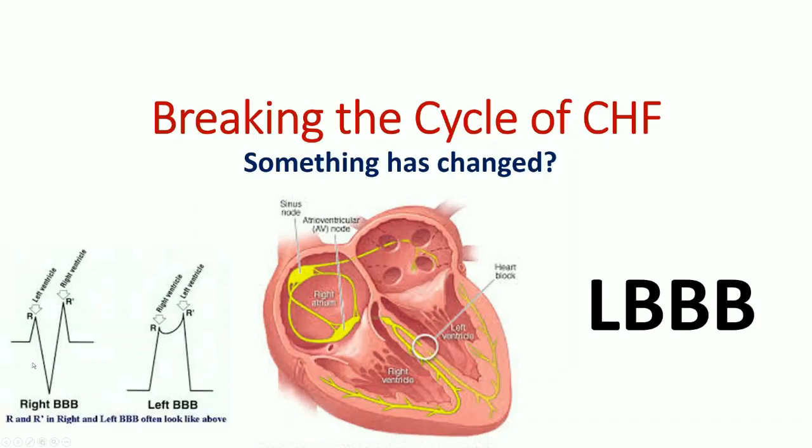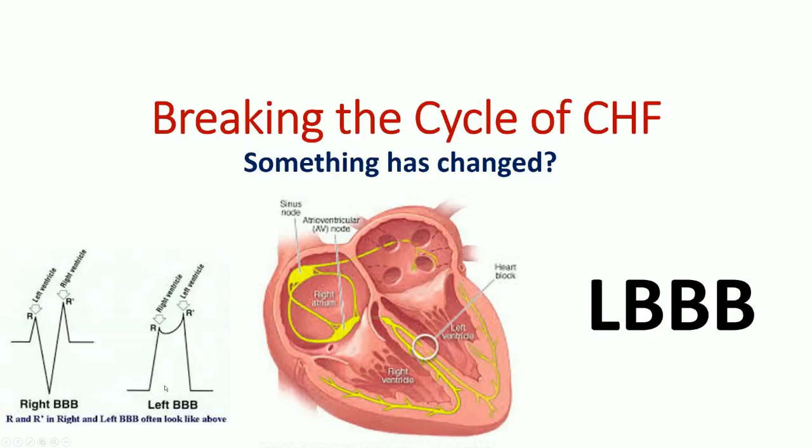One EKG, these are probably V1, has the RSR prime, the rabbit ears that you frequently see with right bundle branch block. This little rabbit ear represents the left ventricle depolarizing, and this little rabbit ear is the right ventricle depolarizing, so it's left first and then right. This is a depolarization of the septum that occurs in that direction, and so that'll make that happen.